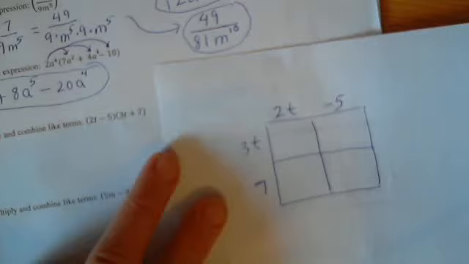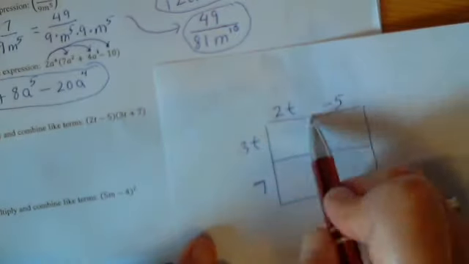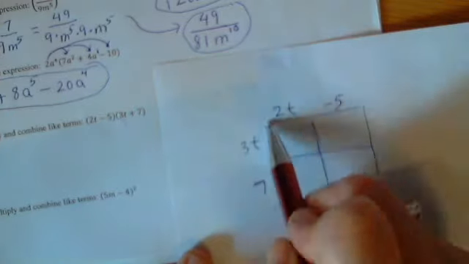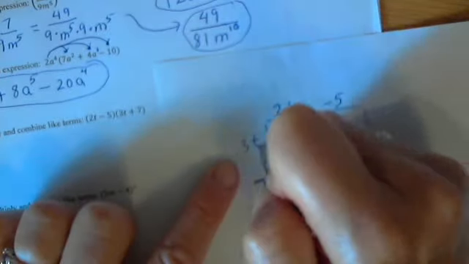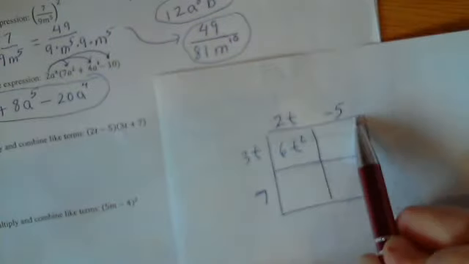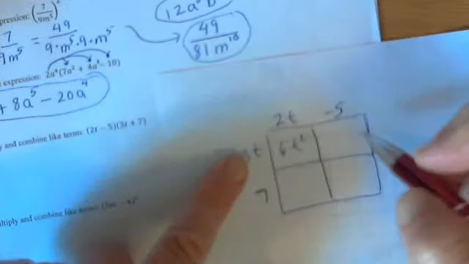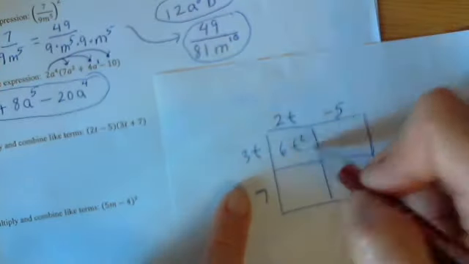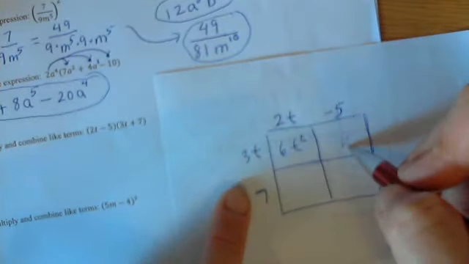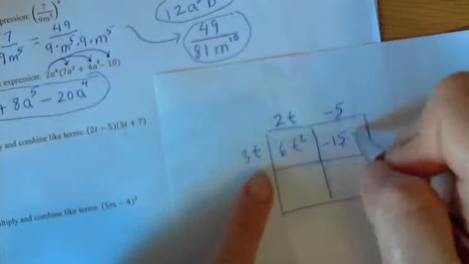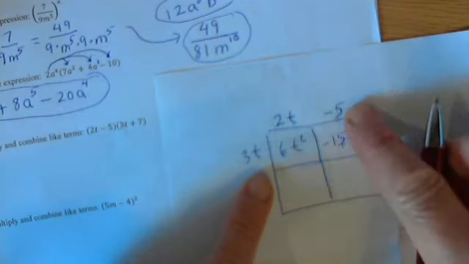Now, this is called an area model, because it's like pretending you're finding the area of this box right here. You would multiply this side by this side. So we're going to multiply the 2t by 3t. 2 times 3 is 6, and t times t is t squared. All right? Now I'm going to go over to this box. This side is minus 5. This side is also 3t. So basically, you're multiplying these two things, the 3t and the minus 5. So 3 times minus 5 is negative 15. And bring along the t, because there's no t's here on the negative 5.